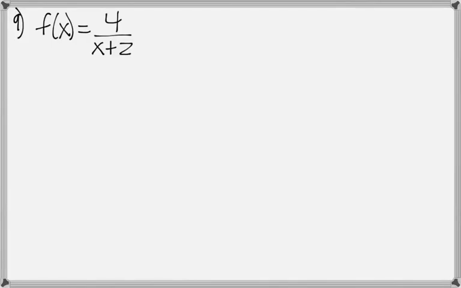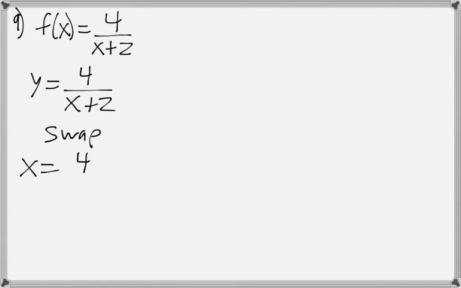On number 9, we're trying to find the inverse. So my first step is to rewrite it not in functional notation. And then I want to swap my x and my y. So x is equal to 4 over y plus 2. And then I need to solve for y.